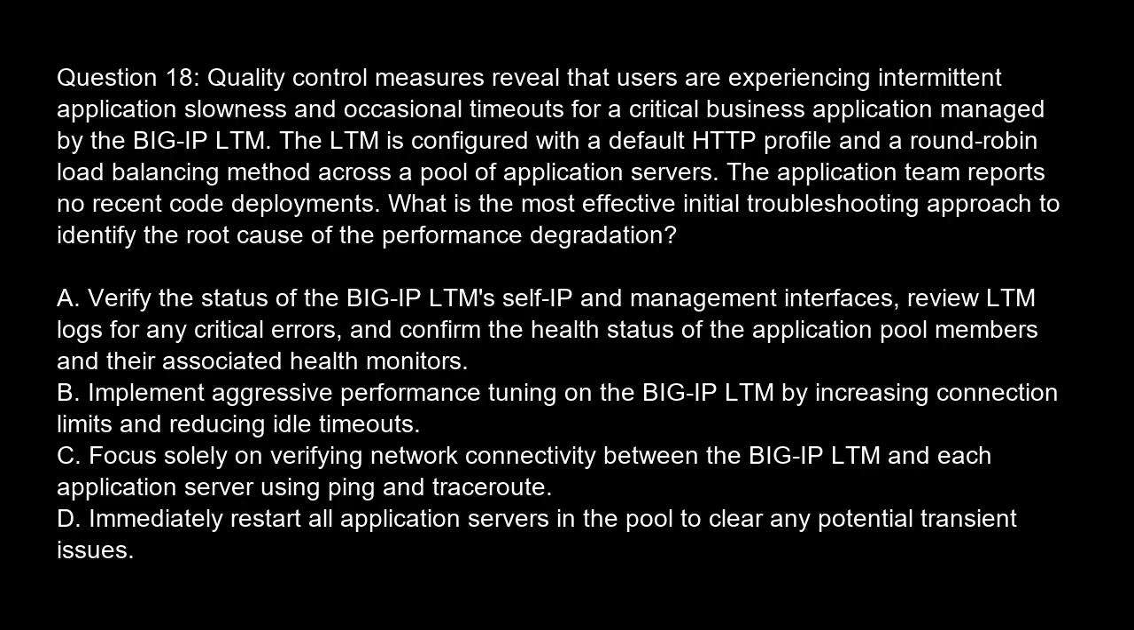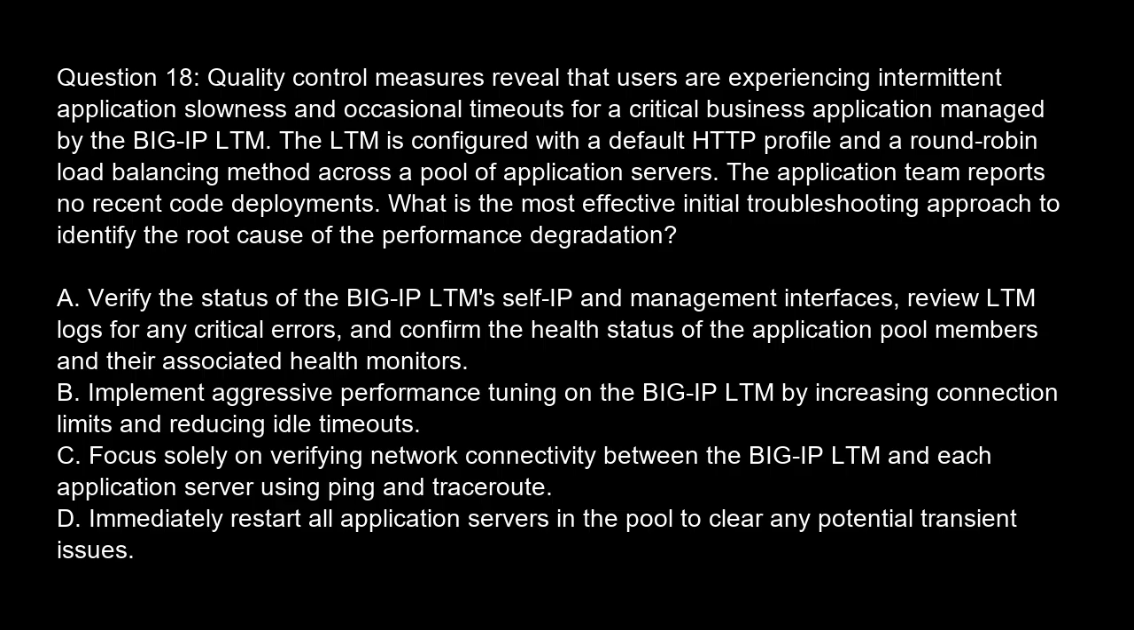Question 18. Quality control measures reveal that users are experiencing intermittent application slowness and occasional timeouts for a critical business application managed by the BIG-IP LTM. The LTM is configured with a default HTTP profile and a round-robin load balancing method across a pool of application servers. The application team reports no recent code deployments. What is the most effective initial troubleshooting approach to identify the root cause of the performance degradation?